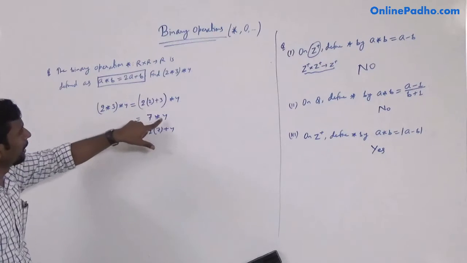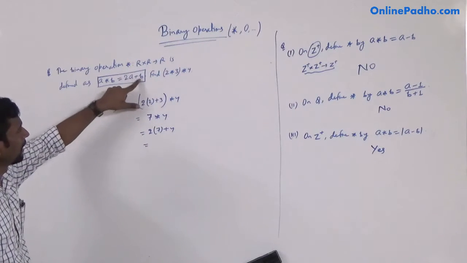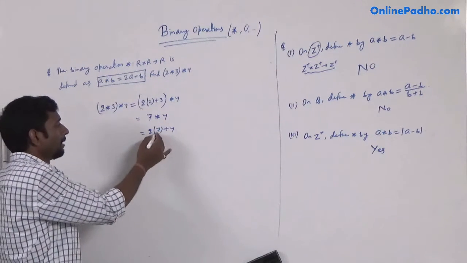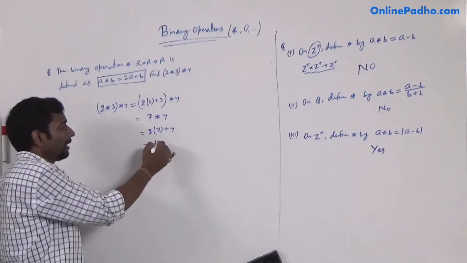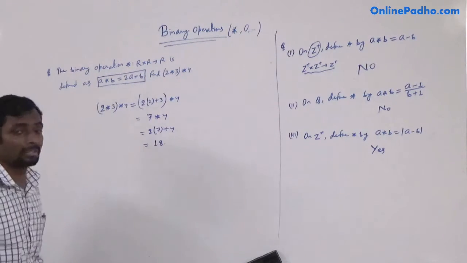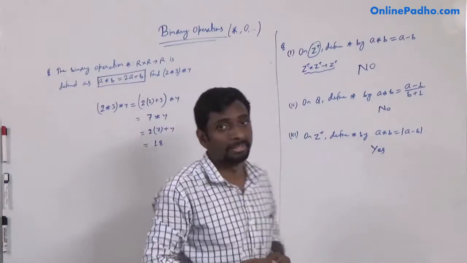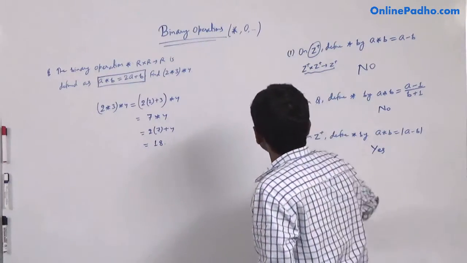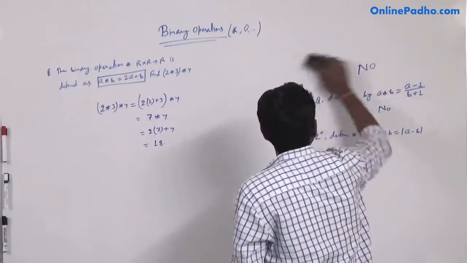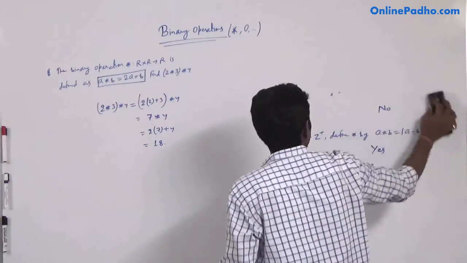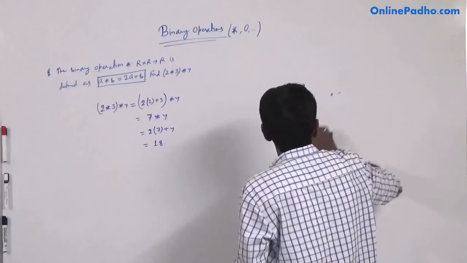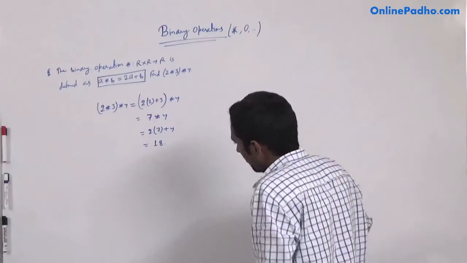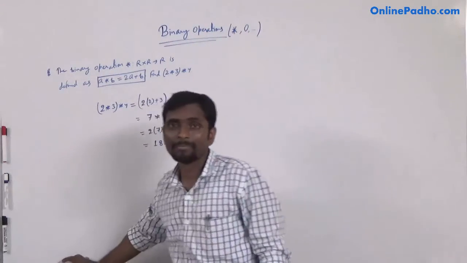A is 7 and B is 4. We can put here 7 and 4. Now you can say that this is 7 to the 14 plus 4, 18. This is the answer: 2 star 3 whole star 4. By this we can find the stars. That depends on the question; it can be any mathematical relation between A and B. In each and every question we have a different meaning of the star.